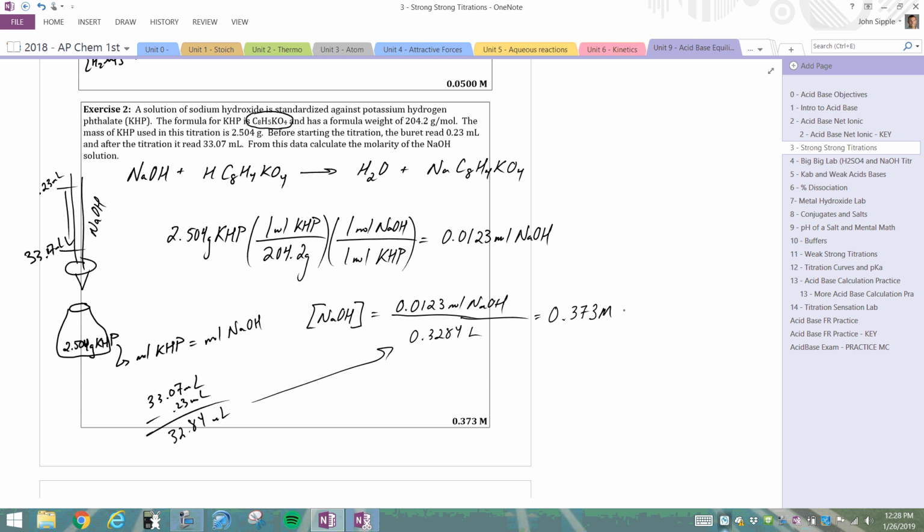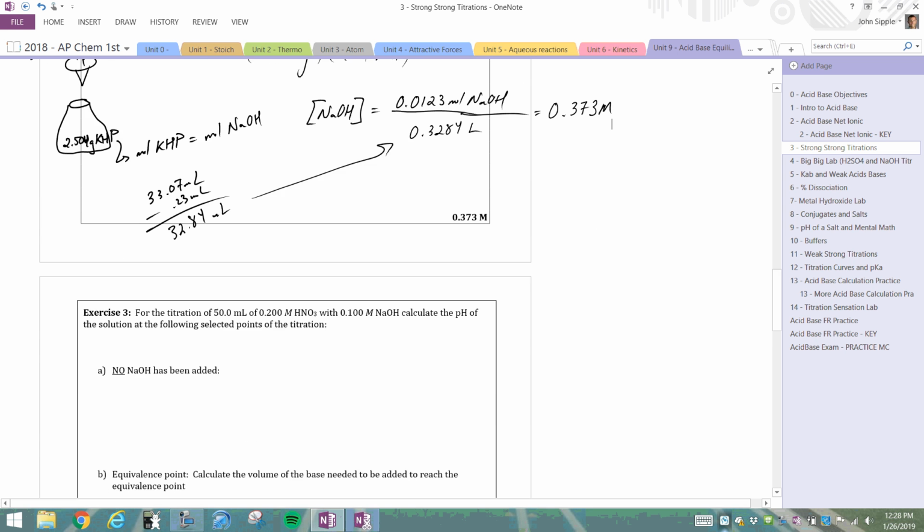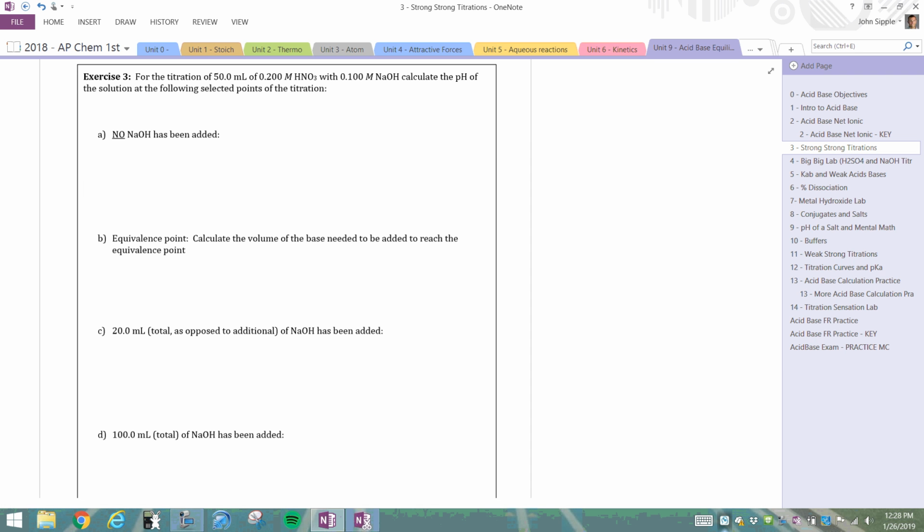All right, we'll do one more example, and this is where we'll use an ice table and that sort of thing. So here we go. The next example is kind of an interesting situation that they'll have us do from time to time. They're going to want to know what the pH is at different points in the titration.